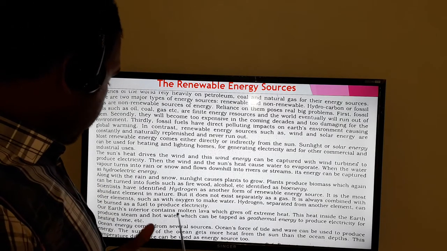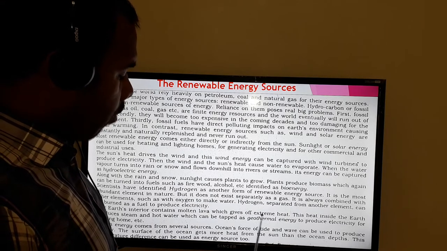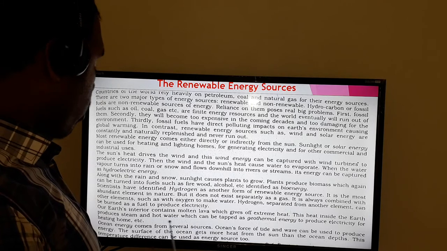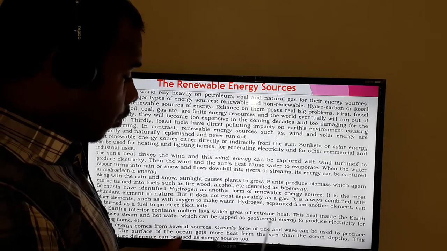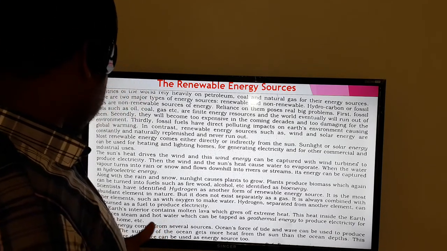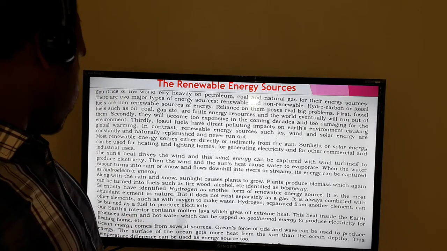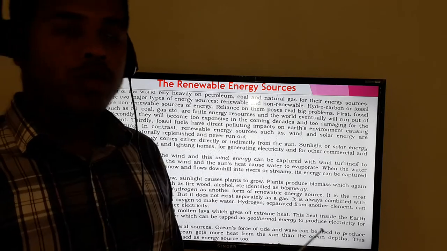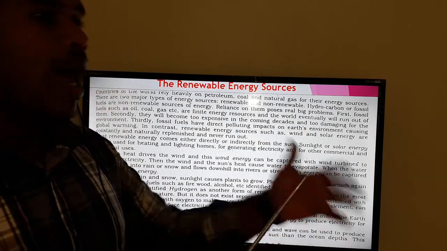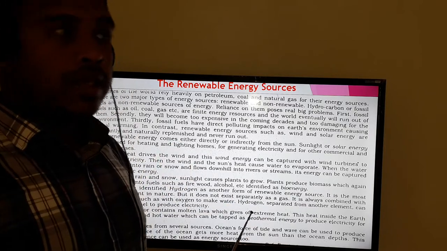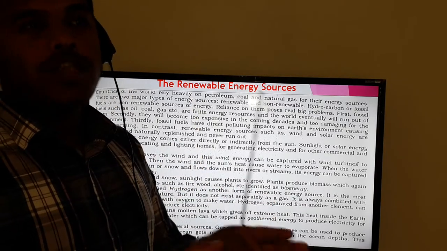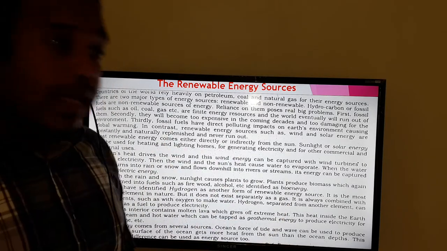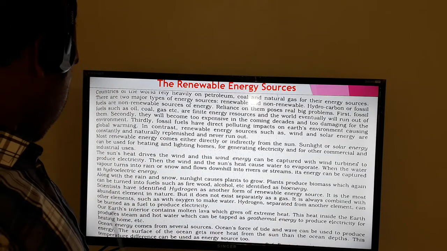Our Earth's interior contains molten lava which gives off extreme heat. This heat inside the Earth produces steam and hot water which can be tapped as geothermal energy to produce electricity, for heating homes, etc. So that is another form. We talk about molten lava. We know volcanoes. Whenever volcanoes emit lava, that has huge heat. This heat can be tapped. This heat can be used systematically and it helps to produce electricity also.